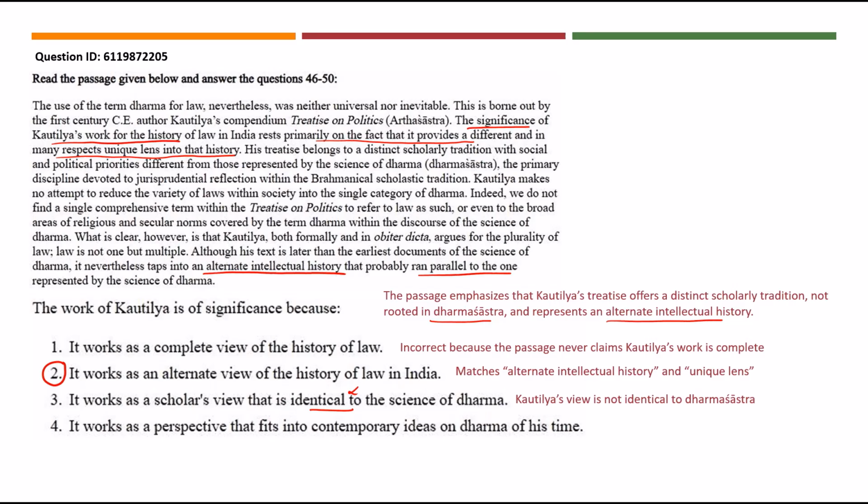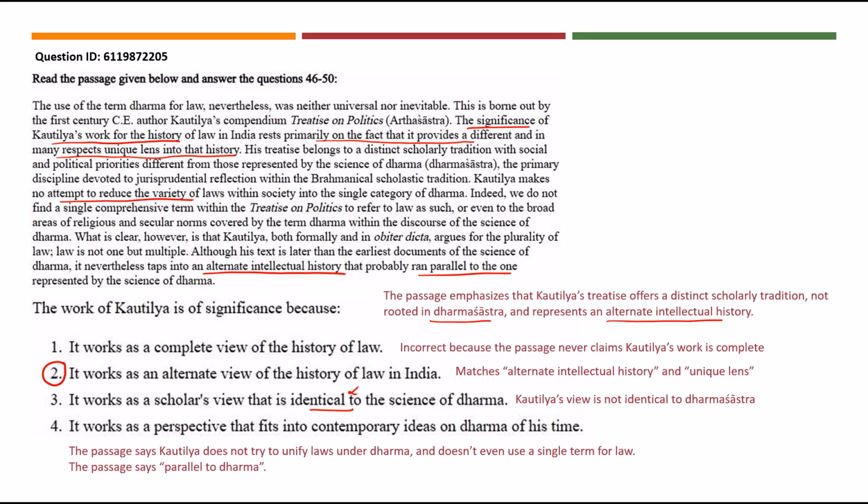Kautilya's view is not identical to Dharma Shastra. And what about the fourth statement? The passage says Kautilya does not try to unify laws under Dharma. It is given here, no attempt to reduce the variety of laws into a single category, and he doesn't even use a single term for law. The passage says parallel to Dharma only.